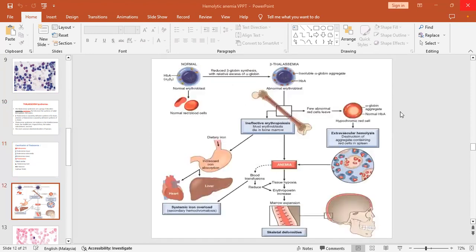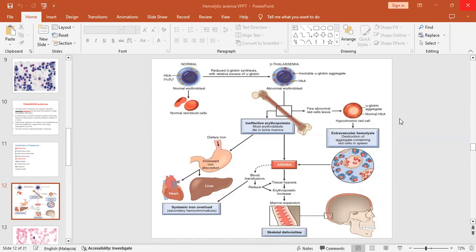This slide shows the pathogenesis of a case of beta thalassemia major. I will briefly explain the mechanism whereby beta thalassemia is produced. In the picture, you can see that there is a normal erythroblast, which usually gets converted to RBC. So, in a case of beta thalassemia, there is reduced production of beta chain. So, there is a relative increase in alpha chain. This relative increase in alpha chain will precipitate on the surface of the erythroblast as insoluble precipitates.